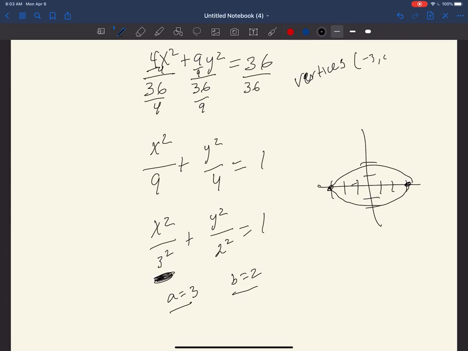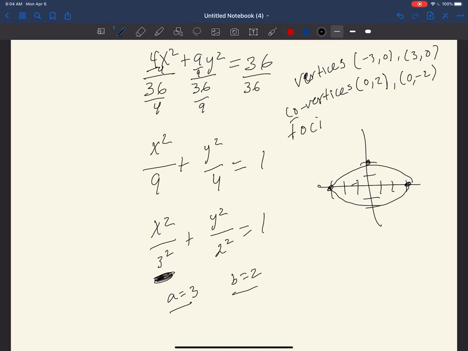So negative 3, 0, and 3, 0. We're going to write the covertices, which will go here, 0, 2, and 0, negative 2. So now all we're missing is the foci.